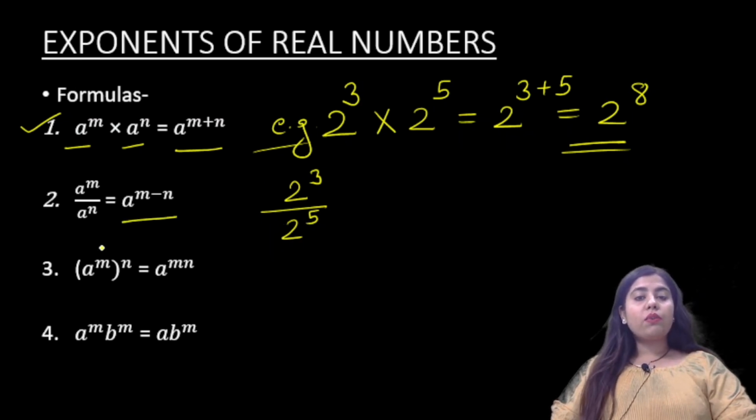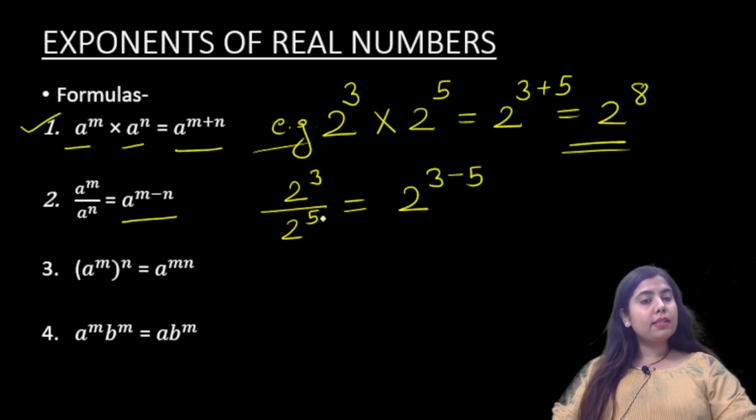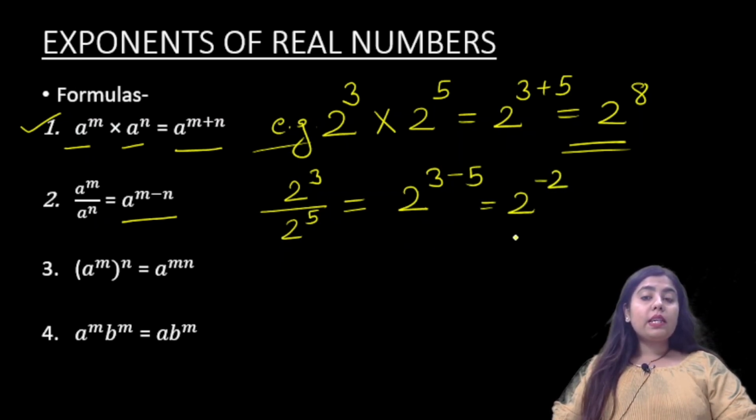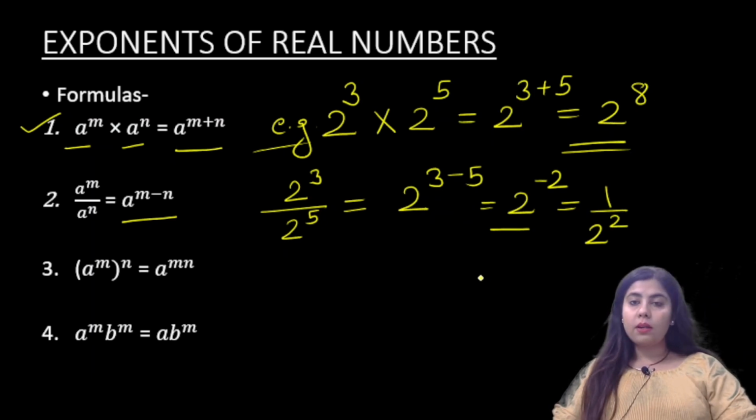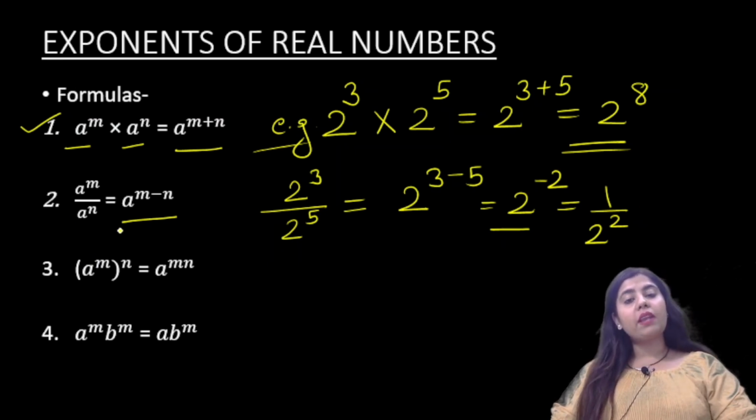Now in this case what will happen, we have to write the base same as it is and the powers will get subtracted. It is equal to 2 raised to the power 3 minus 5, m minus n, 3 minus 5. So it is equal to 2 raised to the power minus 2. Now if I say you have to give the answer in the positive power, then you have to give the answer as 1 by 2 raised to the power 2. Clear?